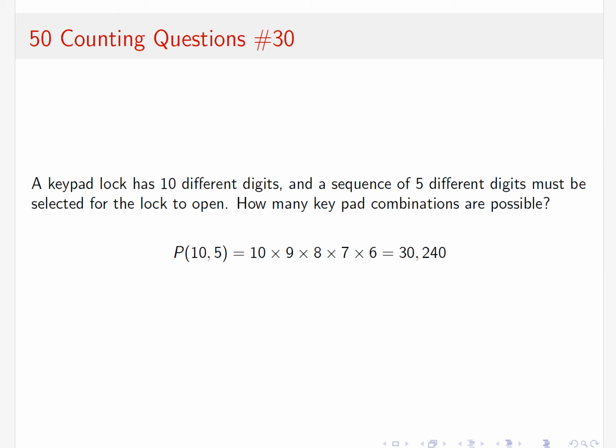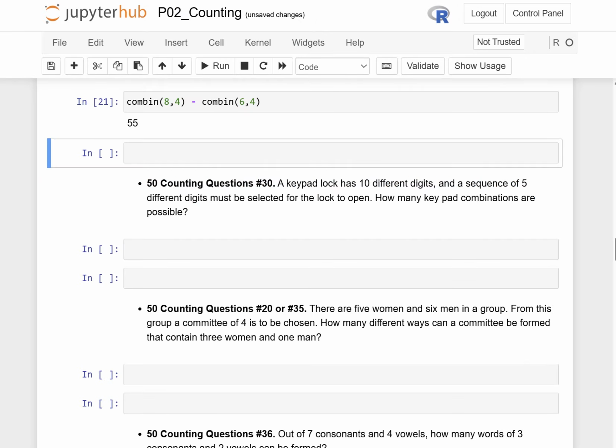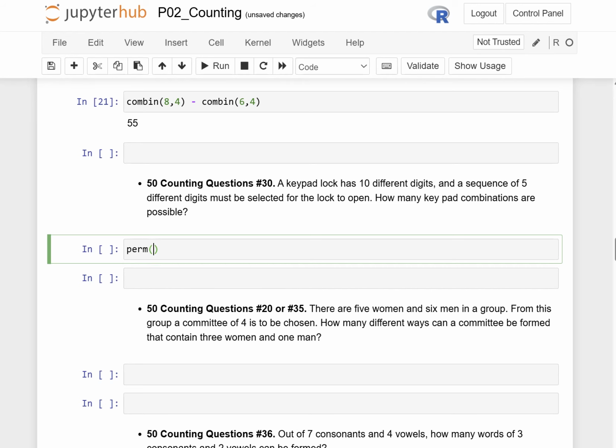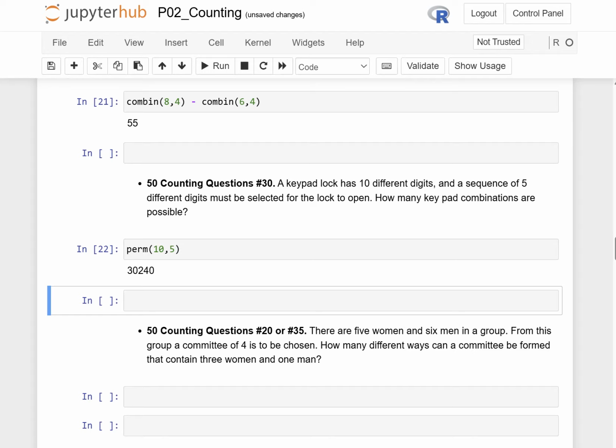What we need to do is the permutation, not the combination, the permutation. Why? We aren't just choosing 5 different digits because the order matters, right? And in a combination lock, being selected first is different than being selected third or fourth. Okay, so we're doing 10 permute 5. And there we go.